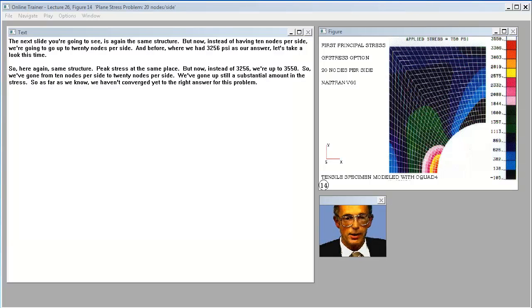The next slide you're going to see is again the same structure, but now instead of having 10 nodes per side, we're going to go up to 20 nodes per side. And before, where we had 3256 psi as our answer, let's take a look this time. So here again, same structure, peak stress at the same place, but now instead of 3256, we're up to 3550. So we've gone from 10 nodes per side to 20 nodes per side, and the stress has gone up a substantial amount. As far as we know, we haven't converged yet to the right answer for this problem.